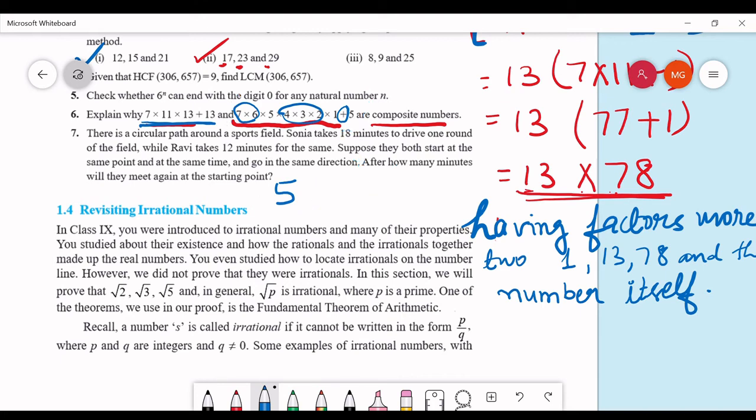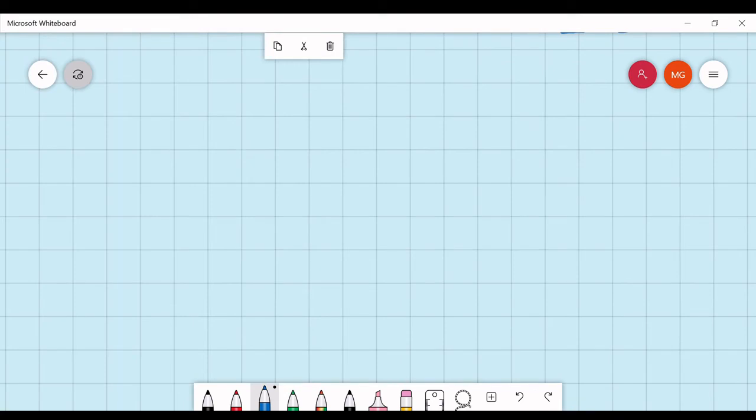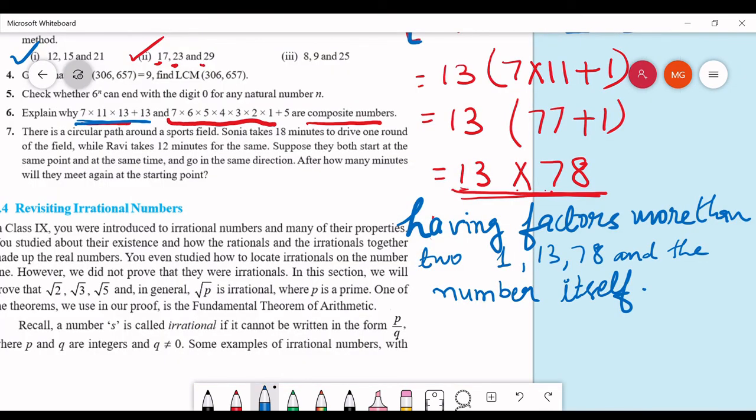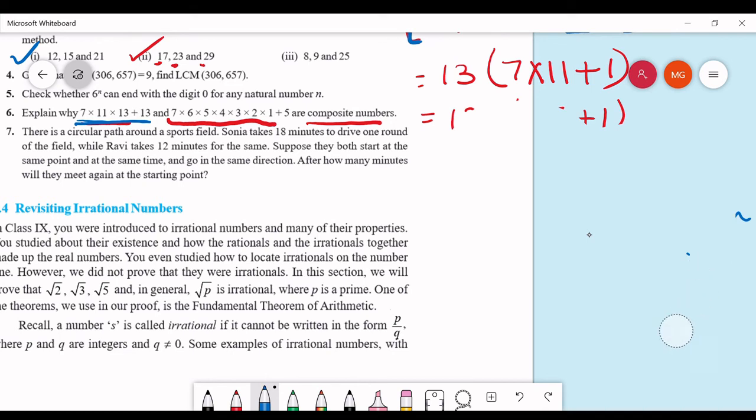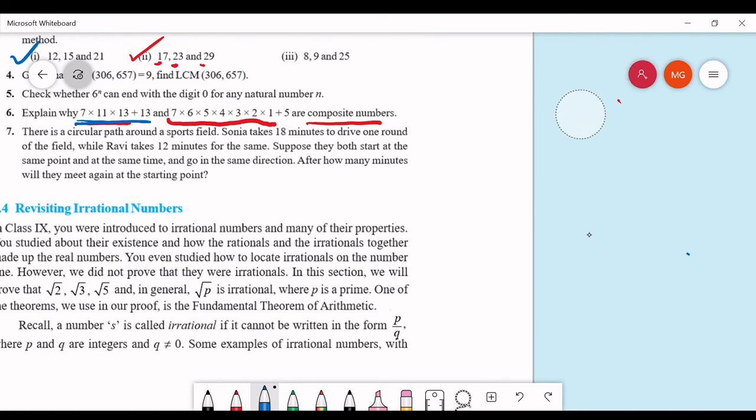So this was for question number 6, right? Okay, now we'll move on to question number 7, which is the last question of this exercise. There is a circular path around a sports field. Sonia takes 18 minutes to drive one round of the field, while Ravi takes 12 minutes for the same, right? Suppose they both start at the same point and at the same time and go in the same direction. After how many minutes will they meet again at the starting point, right?